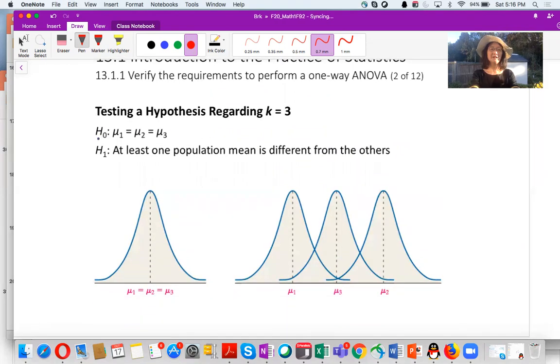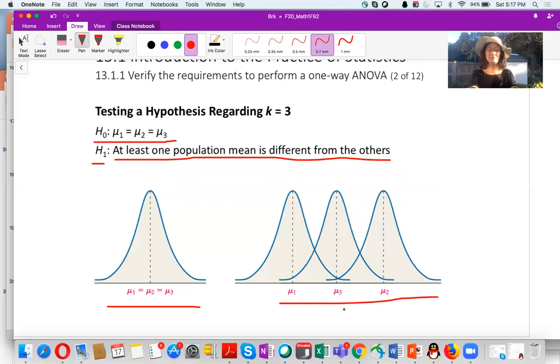The null hypothesis is all 3 population means are the same. So this is the picture of H0. H1, the alternative, says at least one population mean is different from the others. This is one picture showing H1. H1 could have other situations. For example, H1 could have mu1 equal to mu2, but not equal to mu3, or mu2 equal to mu3, but not equal to mu1. And this picture shows mu1 not equal to mu2, not equal to mu3.